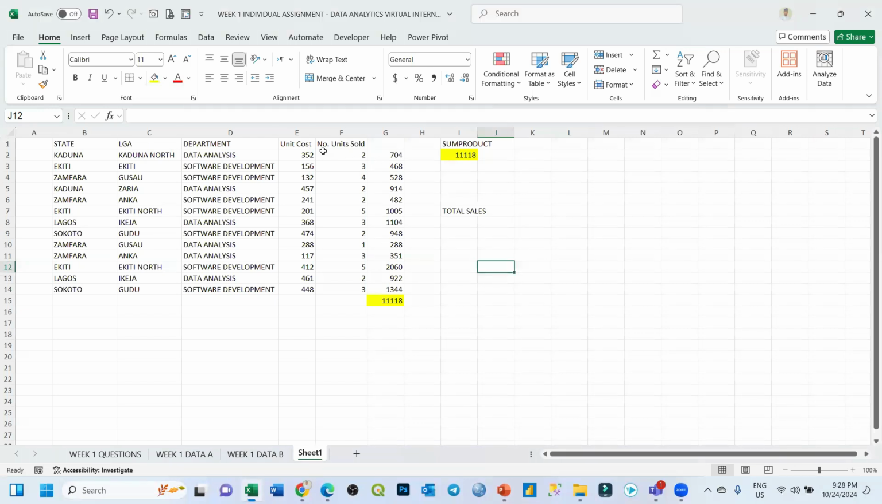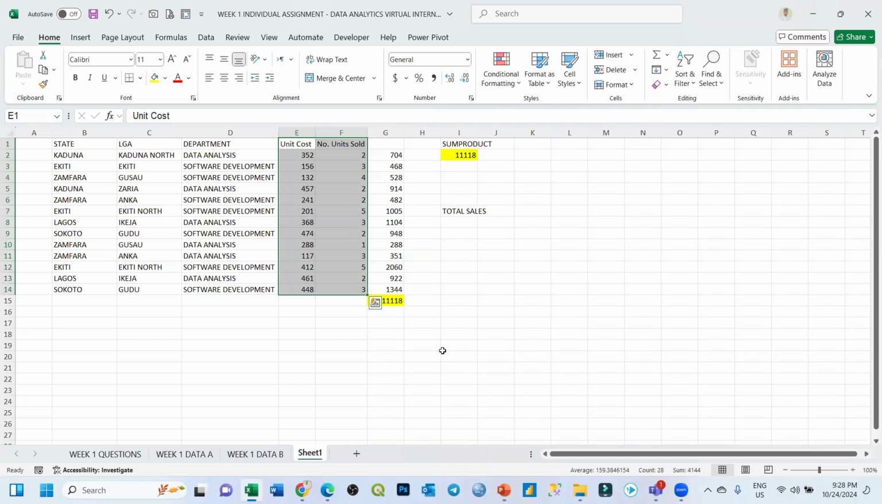So I gave you an example that is the unit cost of each unit. This is the unit cost. For example, we are selling it 352, 156, and this is the unit cost. And this is the total sold per each unit. So if you don't know SUMPRODUCT, you are asked, based on this data that we are giving to you, to give us the total revenue generated by this company.